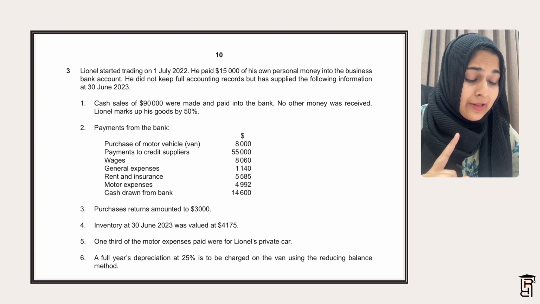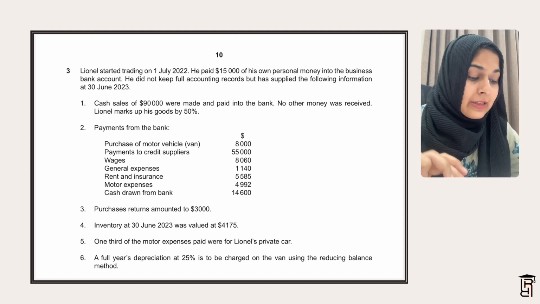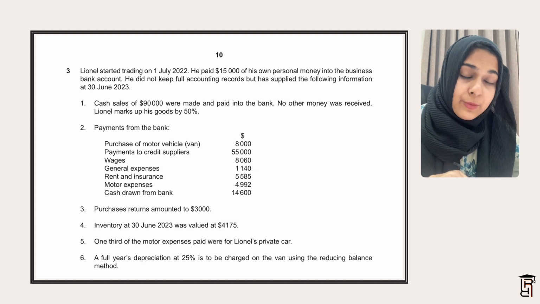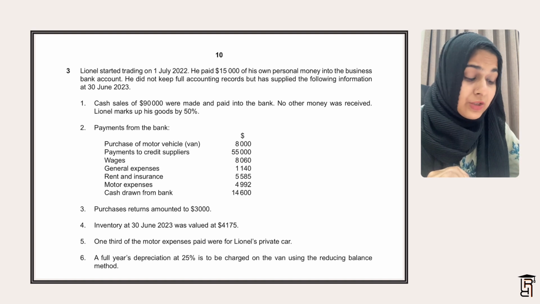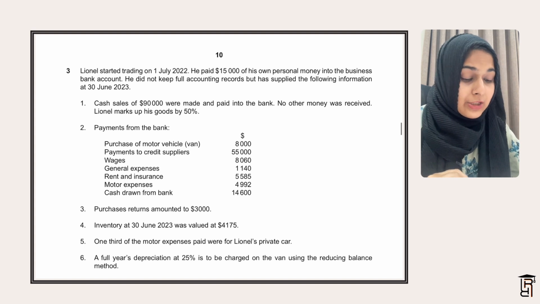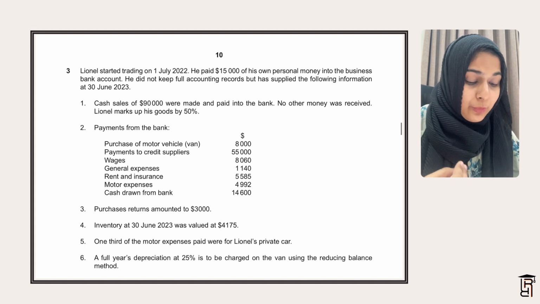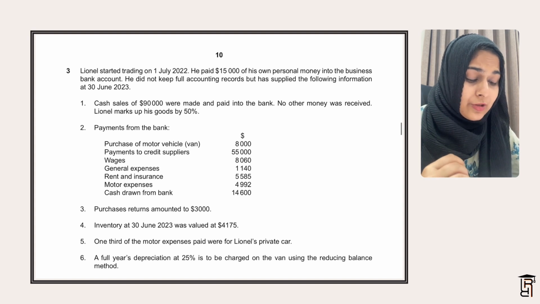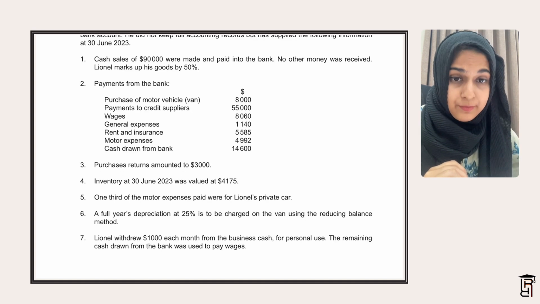The question is saying here, he did not keep a full set of accounting records. This is an indication that it's an incomplete records question, but he has supplied the following information. So they've given you incomplete information which you need to complete. The first part is the income statement that you need to make. So we'll just read the information and try to solve it to complete the information so that we can make the income statement.